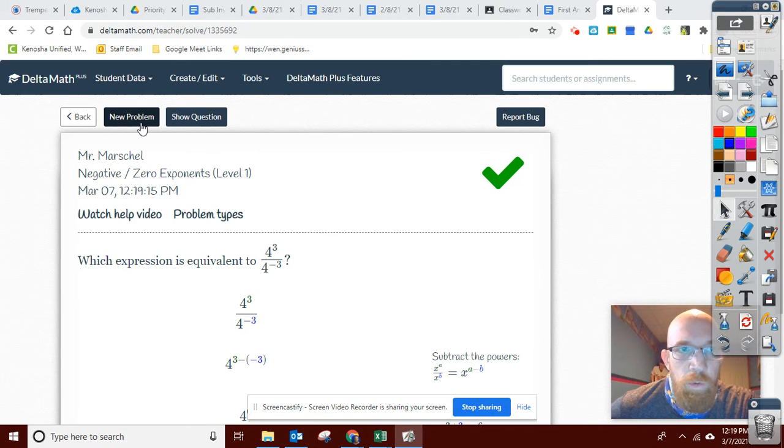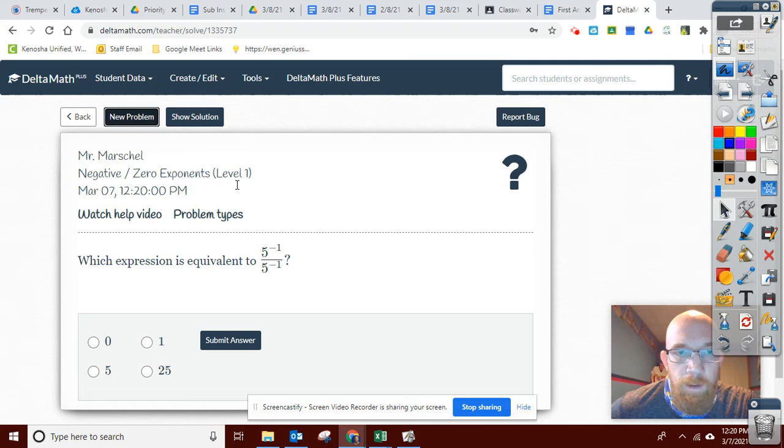All right, let's show one more problem here. It's very similar. So what are we going to do to the exponents? Do we add them, subtract them, multiply, or divide the exponents? Again, remember the bases are the same and we're dividing. What happens to the exponents?